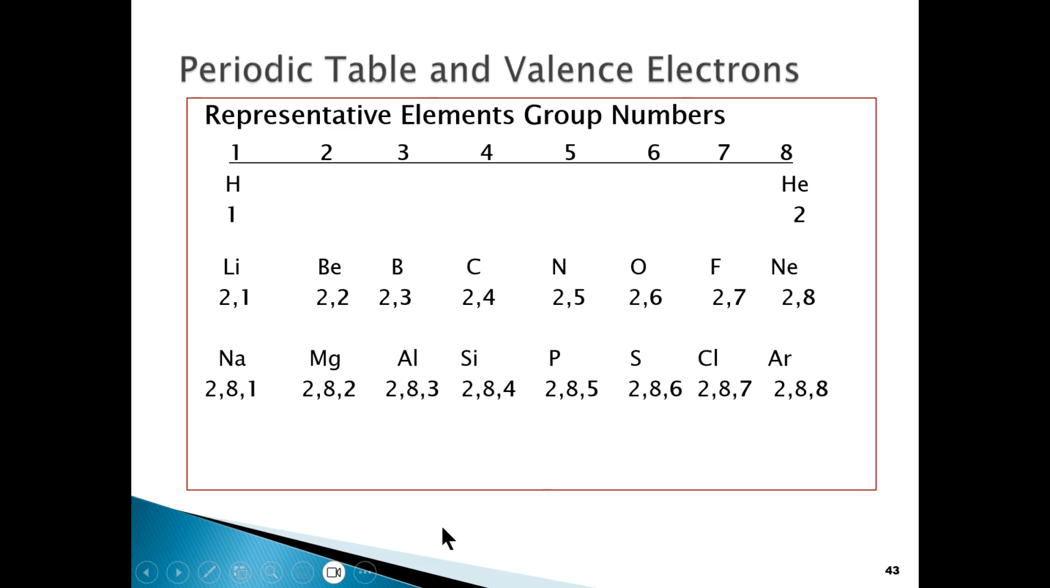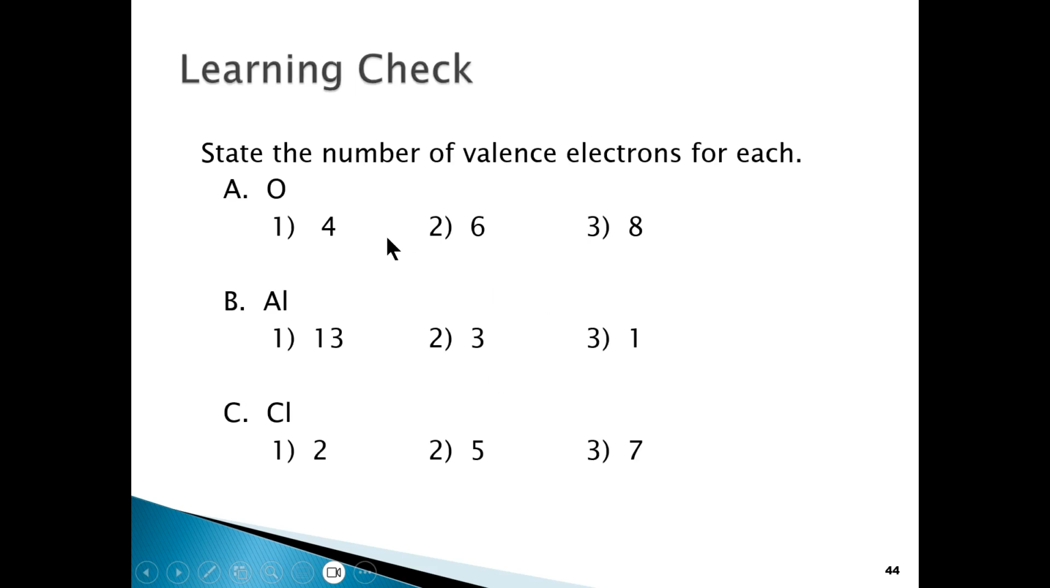So that's a pattern that emerges, which shows you the relationship between the electron arrangement and the positions that the respective elements will have based on the electron arrangement in the periodic table. Okay, so here is another learning check exercise. It says state the number of valence electrons for each, and it says oxygen.